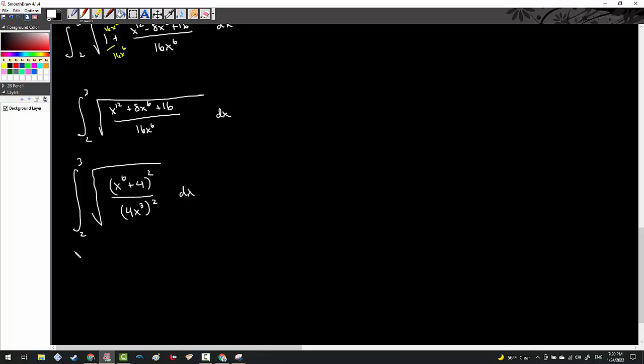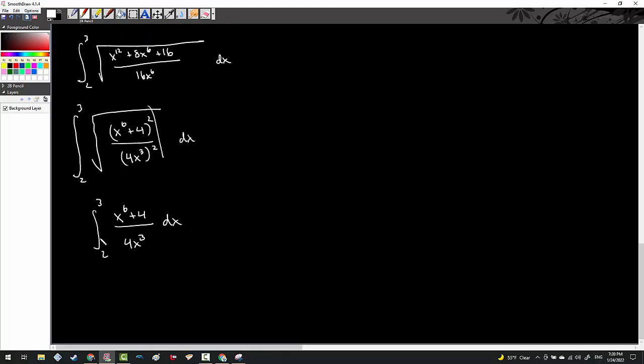We haven't done any calculus yet, by the way, except for maybe taking a derivative. So the square and the square root are going to cancel out. We haven't done calculus in a long time. So that's going to be x to the 6th over 4 over 4x cubed dx, integral 2 to 3.